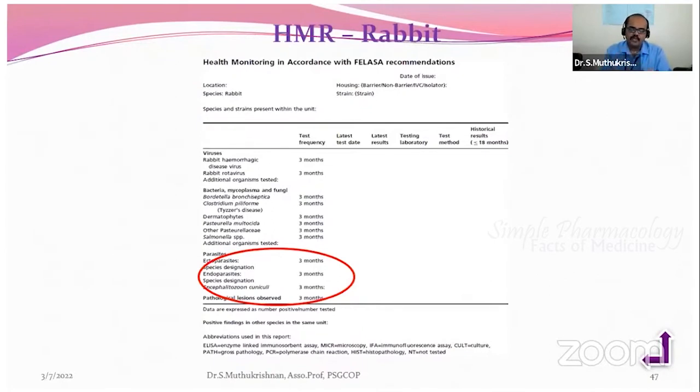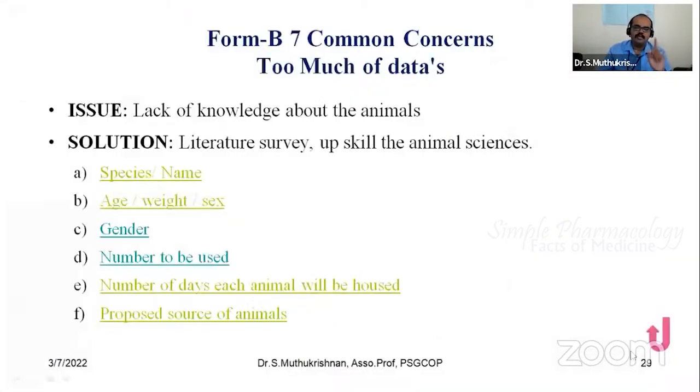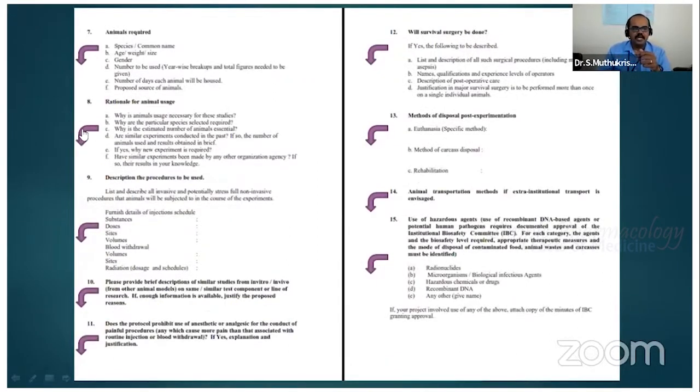From those breeders, you can bring the animals. Even so, you can't be assured they are not contaminated, so for that you have to quarantine the animals for 1 week. So this is part 7. Most of the discussion comes to this part. So next one is 8.